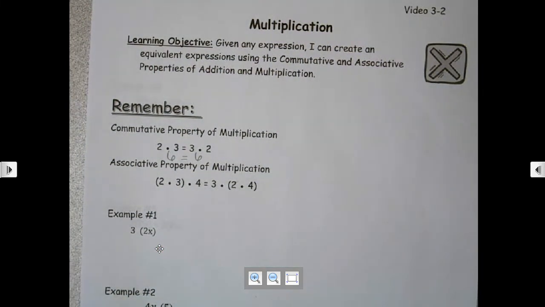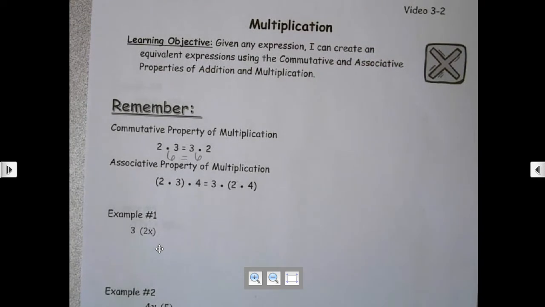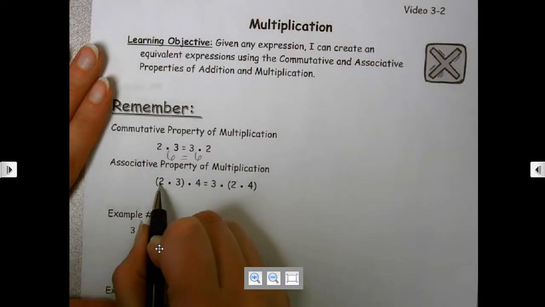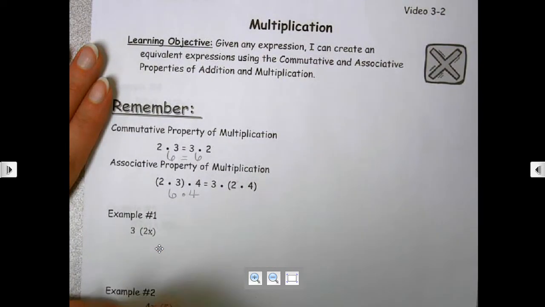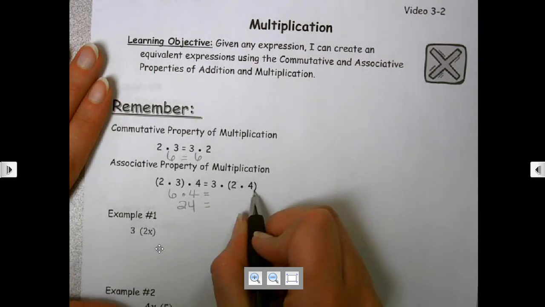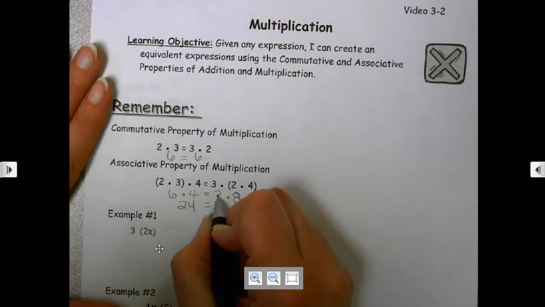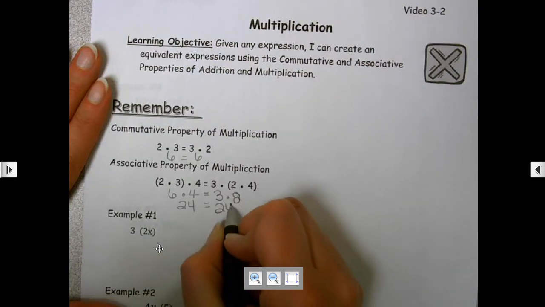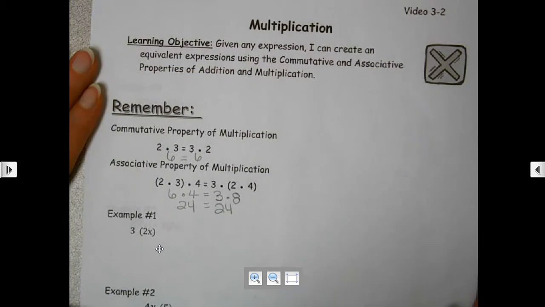The second property is the associative property of multiplication, which states that you can keep the order of the numbers, but change the grouping. Parentheses start first, 2 times 3 is 6. Bring down our 4, and 6 times 4 is 24. On the right side, if you notice, we change the grouping of the problem, and we have 2 times 4, which is 8. Bring down the 3. 3 times 8 is 24. So the answer to the multiplication problem does not change.